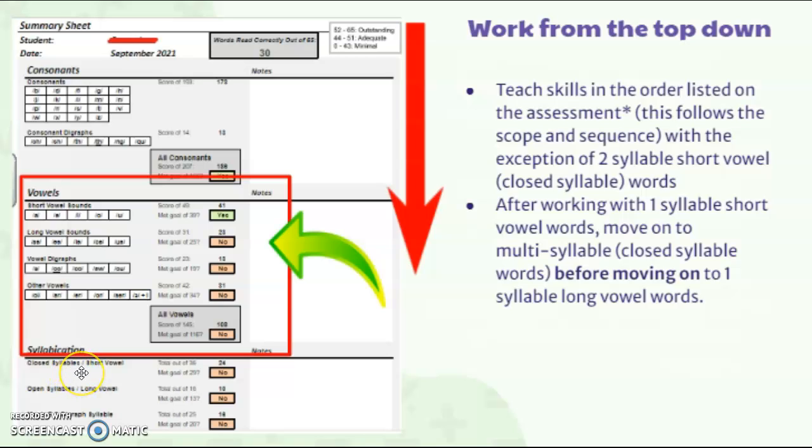After mastering the closed syllables, then you'll go back up and you'll progress through the long vowel sounds, vowel digraphs, and other vowels. After those have been taught or after those are in place, then you go down to the syllable rules and you pick up with open syllables, magic E, and the subsequent ones that follow.